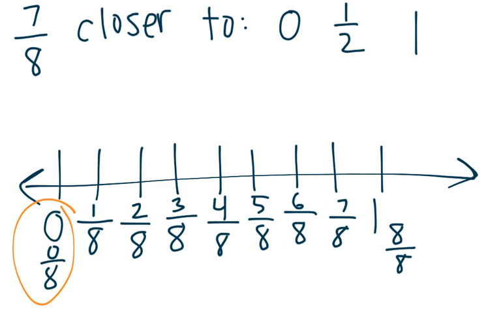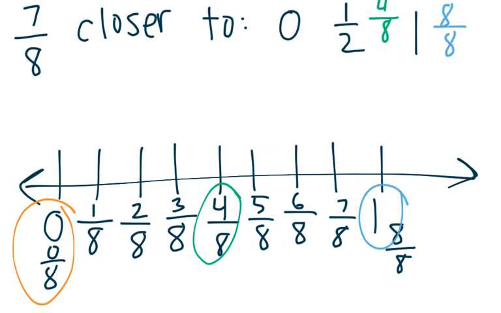Remember, we are using orange to compare to 0. We are using green to compare to 1/2, and here we know that 1/2 is equal to 4/8, and 1 whole, which is equal to 8/8. So, we are comparing 7/8. So we're going to start by hopping all the way backwards to 0.